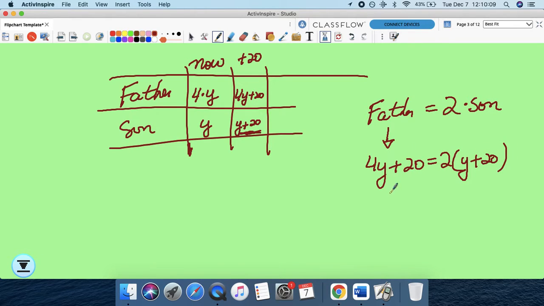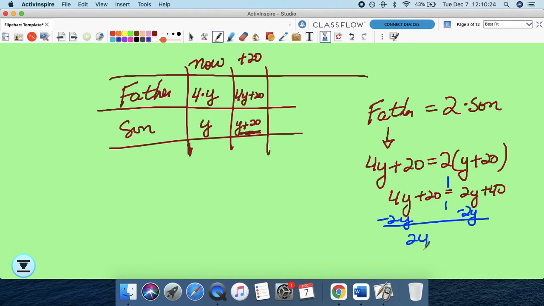And from here on, it's the same thing. So 2Y plus 40 is the distributive property. There's a variable on both sides, so I'm going to subtract 2Y from each side. Minus 2Y, minus 2Y.